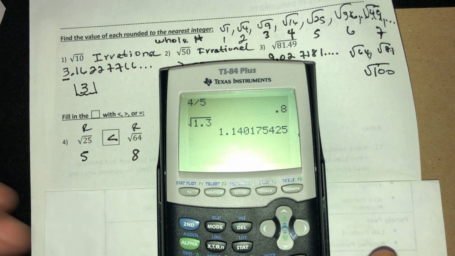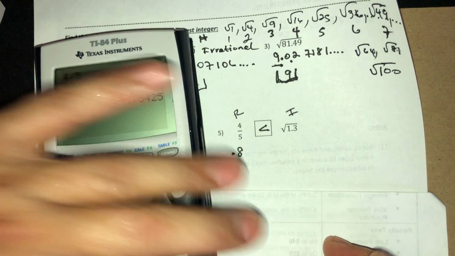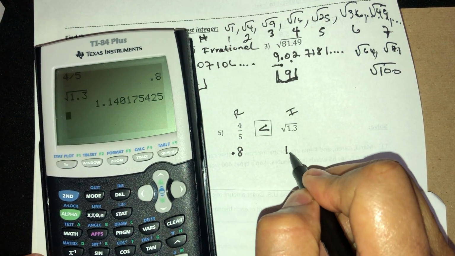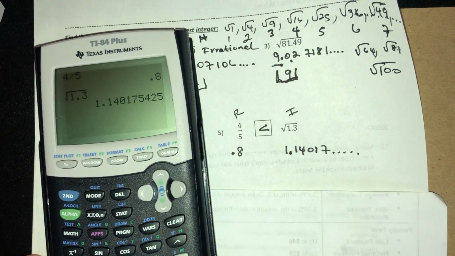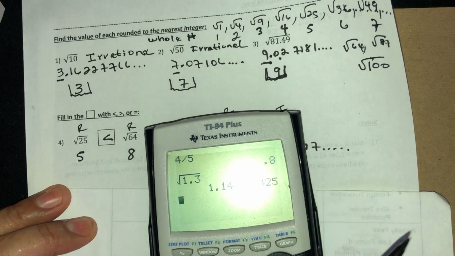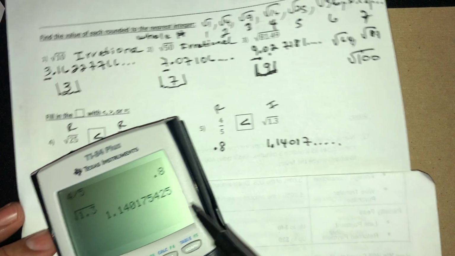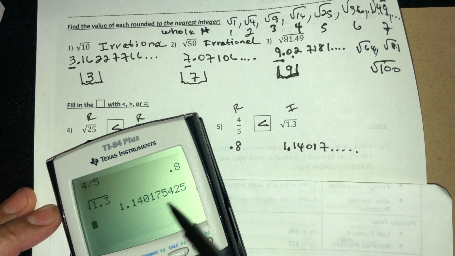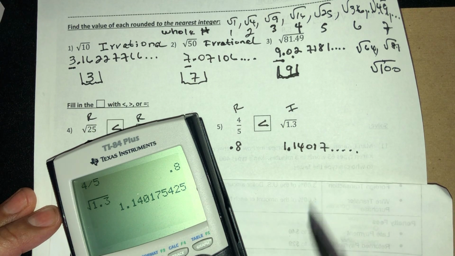1.1401, because that's irrational, right? So if you want to do that, it's fine. You should have a calculator. So that's 1.14017, and you know what? That's going to go on forever, because at some point the calculator always rounds them. Every time you have an irrational number, the calculator rounds it because you only have the chance to write 10 digits, okay? No more than that.